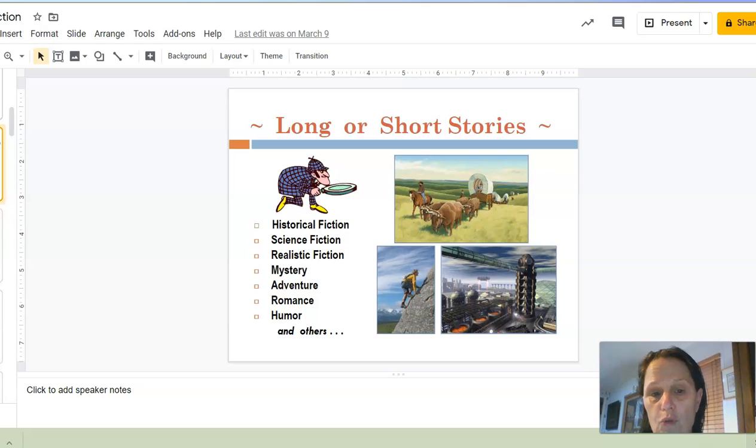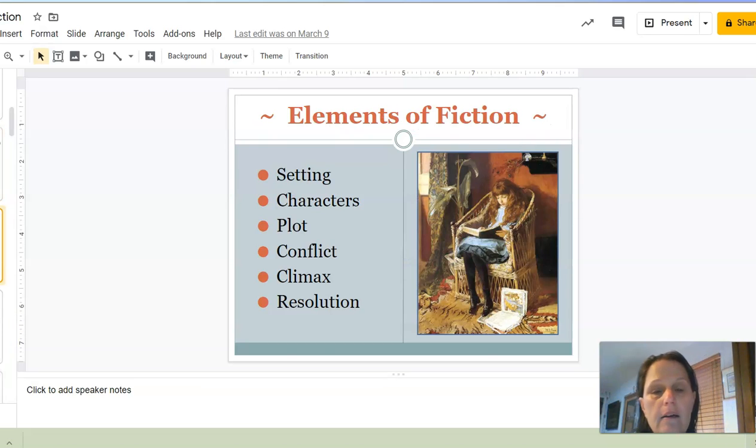You can have long or short stories, and underneath those, there are categories of historical fiction, science fiction, realistic fiction, all different types of stories that some might be based on a story that was true, but the stories themselves are not true, okay? All fiction stories are going to have a setting, characters, plot. They're going to have the conflict. They're going to have a climax, and they're going to have a resolution. All different things we've talked about. That's one of the ways that you can identify if it is a fictitious story.